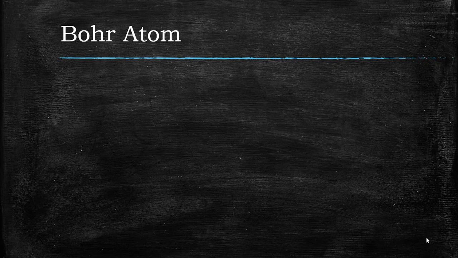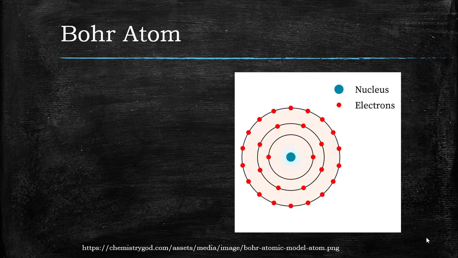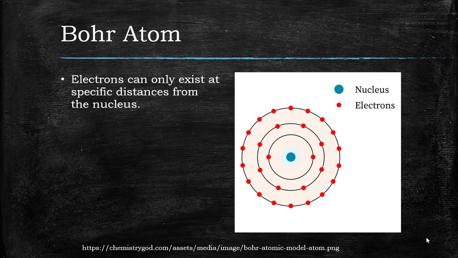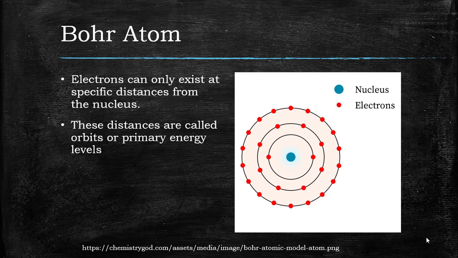Now we'll start with the Bohr atom. And the Bohr atom is the atom that is classically taught at the physical science biology level. And that's the one where you've got the nucleus at the center, and then electrons at specific levels around the nucleus in what sort of looks like planetary orbits. Now, the Bohr atom states that electrons can only exist at specific distances from the nucleus. Those are called orbits or primary energy levels or shells. It's frequently abbreviated capital or lowercase n, and I tend to use capital N.